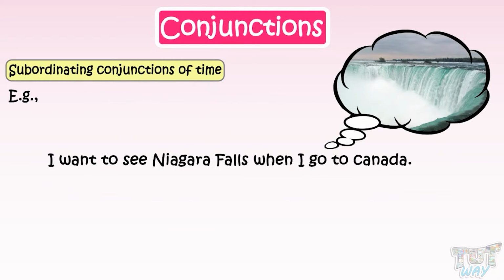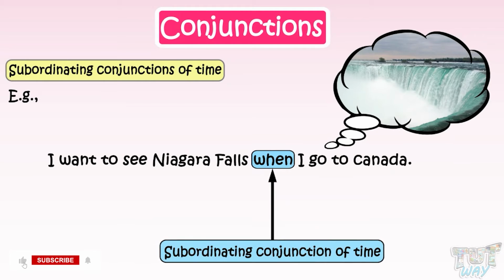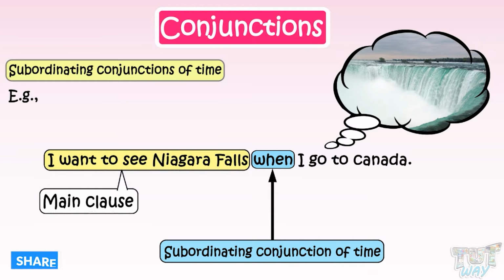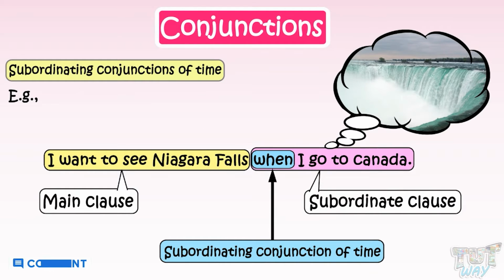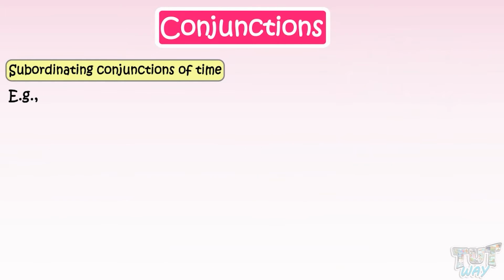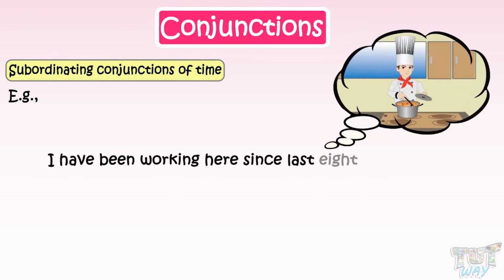I want to see Niagara Falls when I go to Canada. Here, when is a subordinating conjunction of time, as it is connecting a main clause, I want to see Niagara Falls, with a subordinate clause, when I go to Canada, and it is indicating the aspect of time. The subordinating clause, when I go to Canada, has no meaning without the main clause, I want to see Niagara Falls.